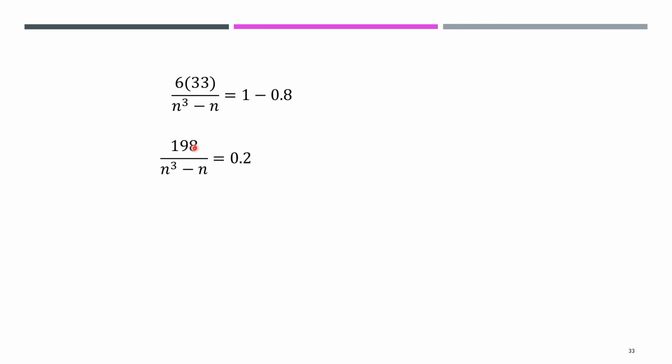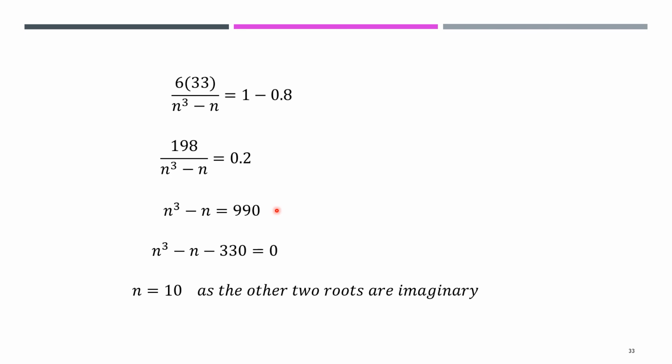So 6 into 33 is 198. 1 minus 0.8 is 0.2. Cross multiply. So n cube minus n will become 198 divided by 0.2, which is 990. Solving this cubic equation using calc and calculating the value of n, we get one of the values as 10 and there are 3 roots for this equation. So one value is 10 and the other 2 values are imaginary. So we will take n is equal to 10, the number of pair of observations.